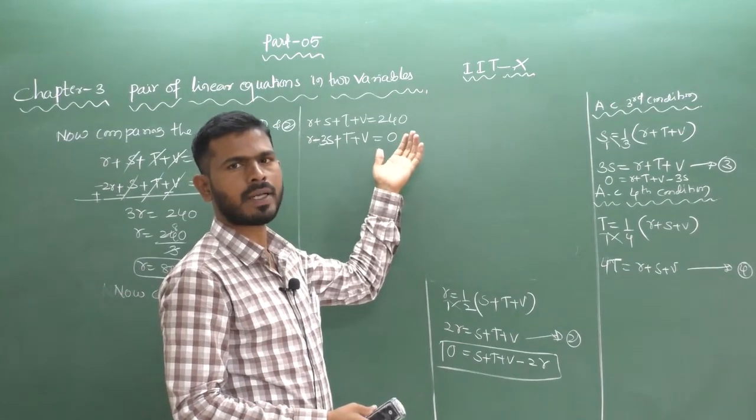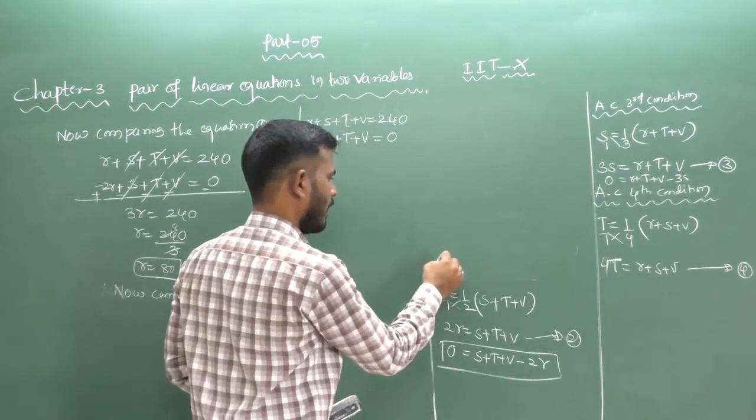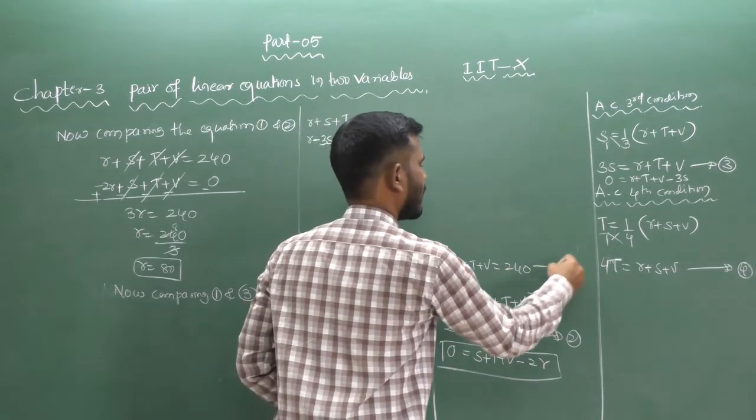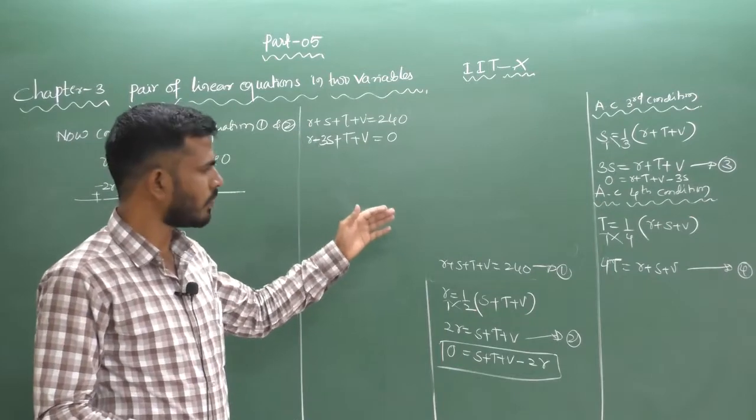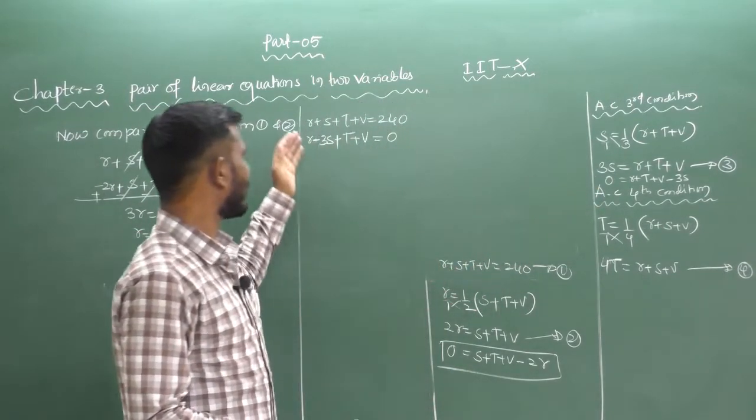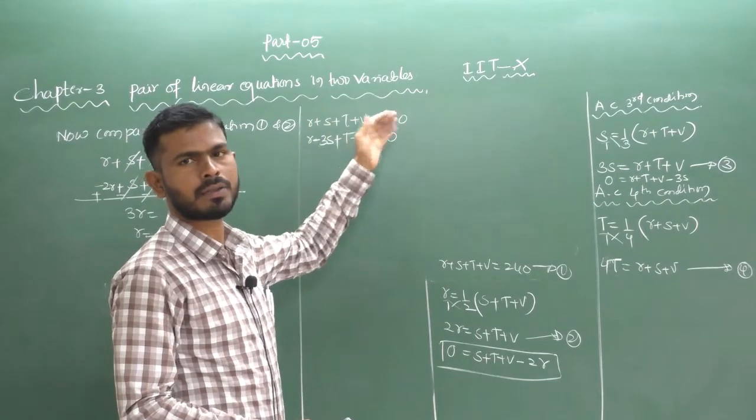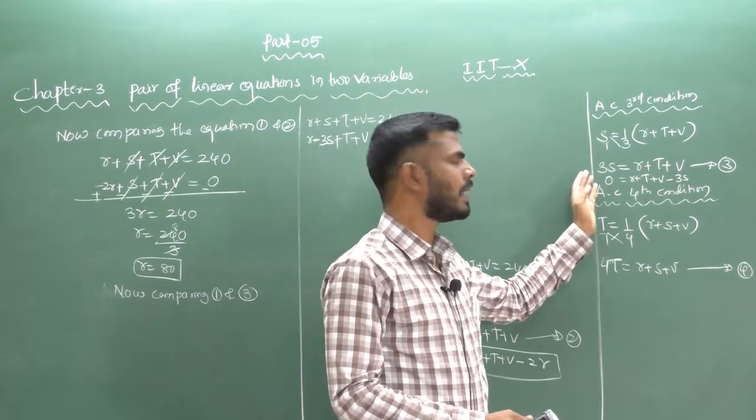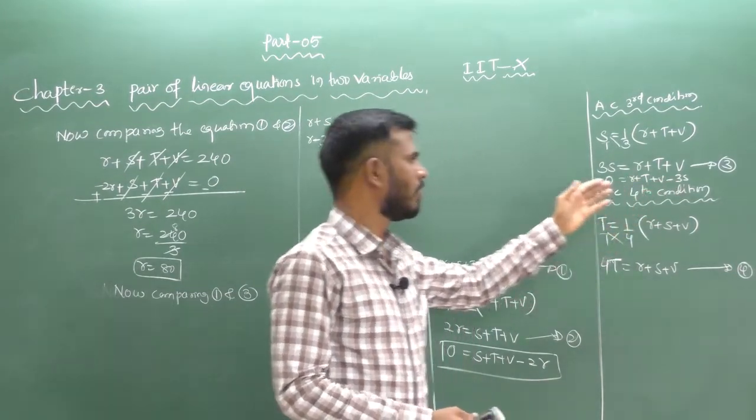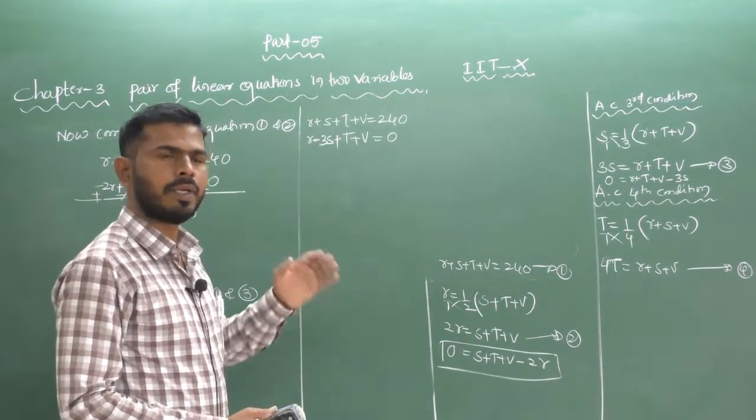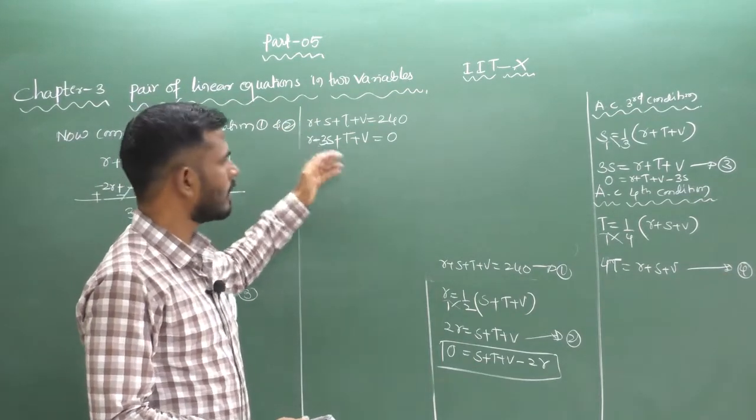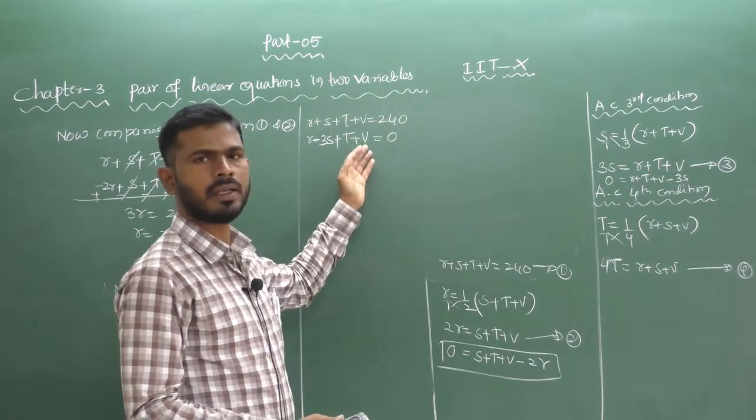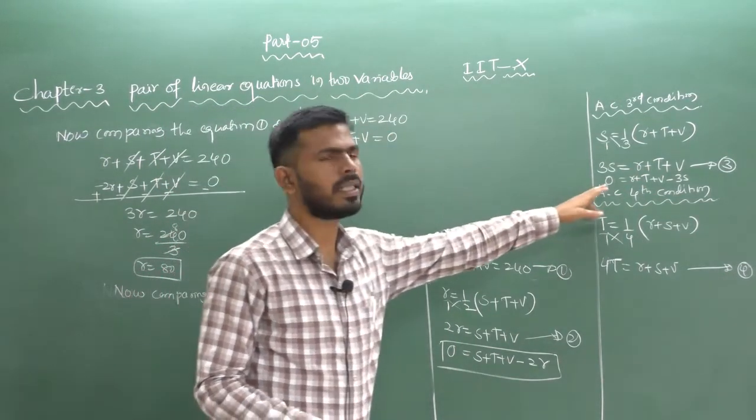Now comparing equation 1 and 3. Equation 1 is r plus s plus t plus v equal to 240. This is the first condition. Third equation is r plus t plus v plus 3s, which becomes minus 3s. Similar terms you have to write below: r below r, minus 3s here, t below t, v below v, equal to, here nothing is 0.